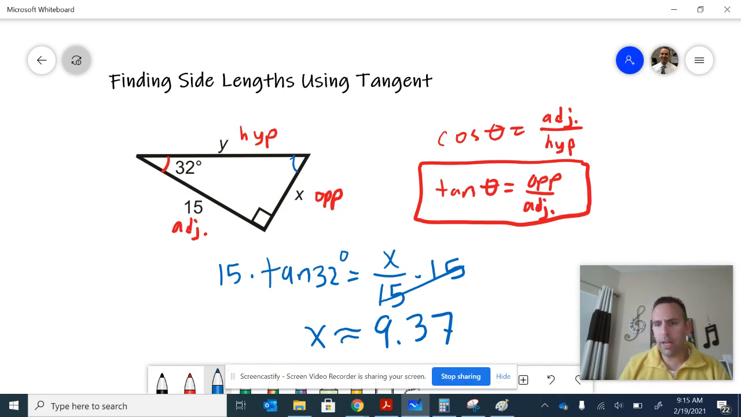So that's a great idea of how to do that. What's cool about this is it applies with anything in the real world, and you can often make right triangles in the real world.